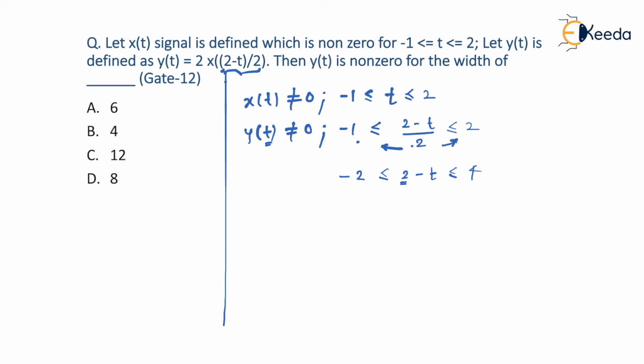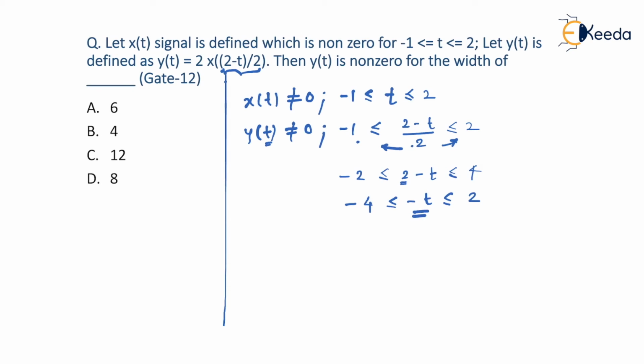Now this 2, which is plus 2, has to be shifted on both sides. That's what we do in a normal equation. If it is plus 2 on the left hand side, while shifting it to the right hand side, we make it -2. So we have to make it -2 on both sides. So it would be like this: -4 less than or equal to minus t less than or equal to 4 minus 2 becomes 2. Is that right?